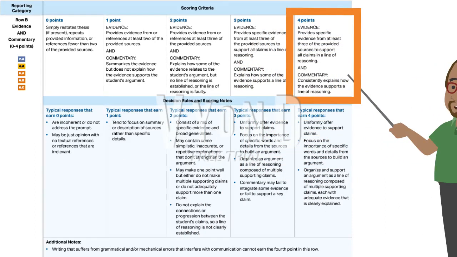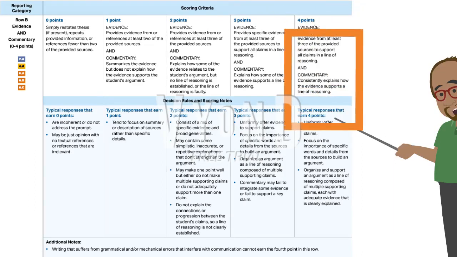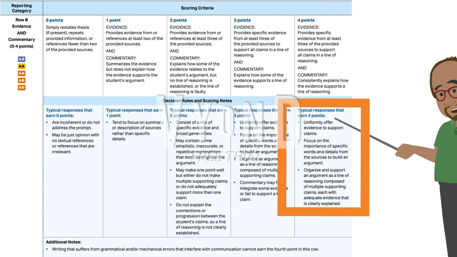Like the 3-point category, students who earn 4 points provide specific evidence from at least 3 sources to support all claims in a line of reasoning. Unlike the 3-point category, students who earn 4 points consistently explain how all evidence supports their line of reasoning, rather than just some of the evidence. The key word here is consistently. Essays that earn 4 points have to be consistent and uniform with their analysis of how evidence supports the student's claims.